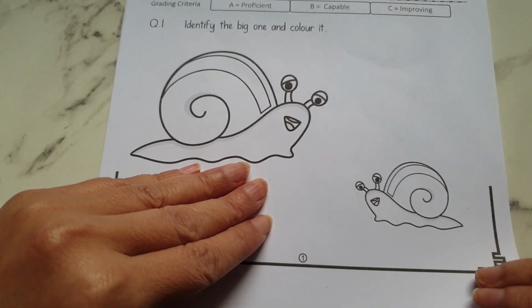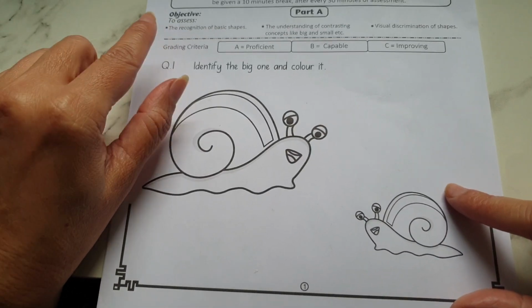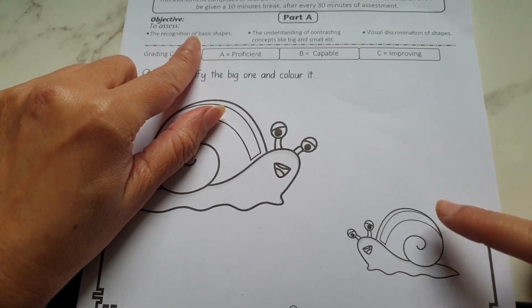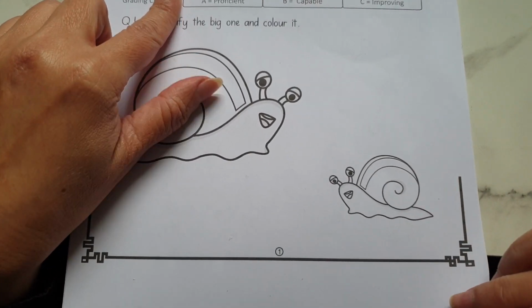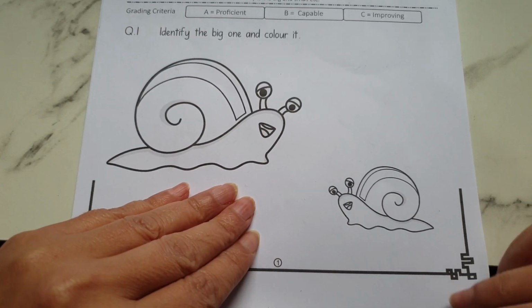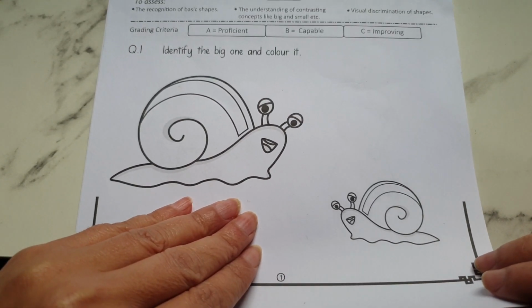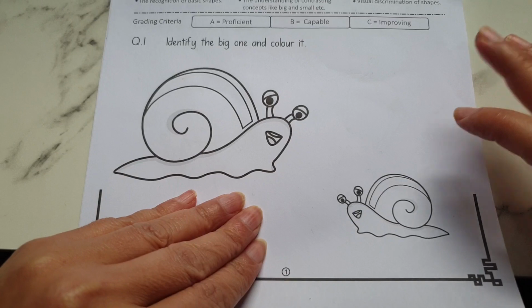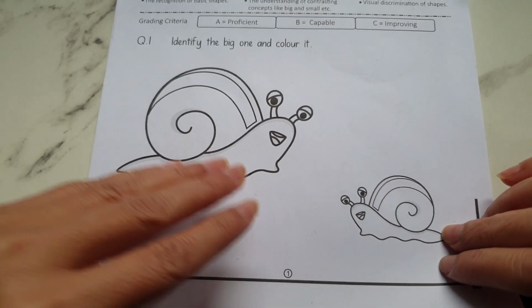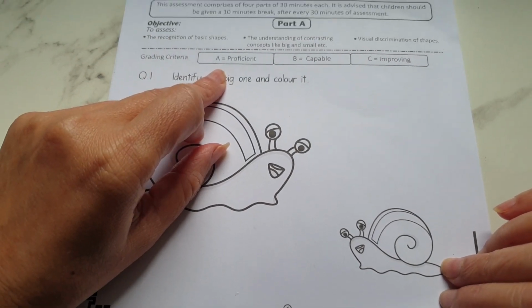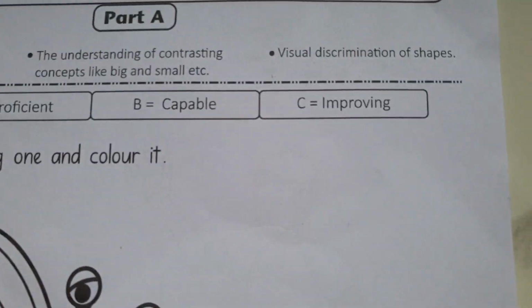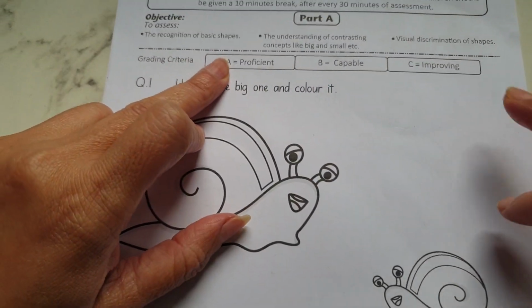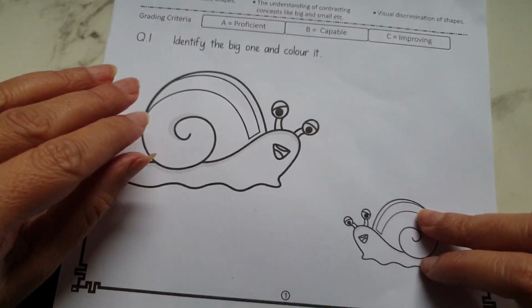So starting with part 1, the objectives are to assess the recognition of basic shapes, the understanding of contrasting concepts like big and small, and visual discrimination of shapes. The grading criteria is again the same: proficient, capable, and improving. Proficient is the highest and improving is the lowest.